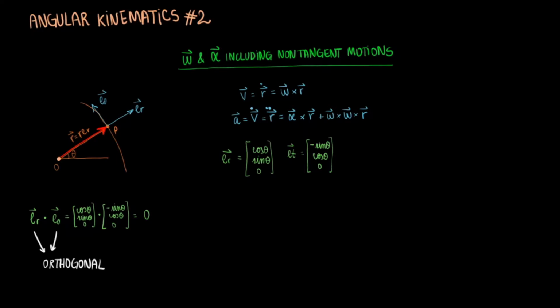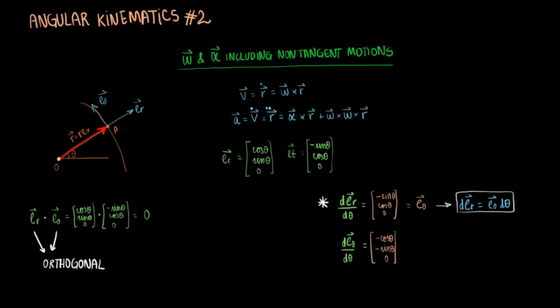But notice how when we take the derivative of er, we get e theta times the derivative of theta. And when we take the derivative of e theta, we get negative er times the derivative of theta. This will be very useful in solving the particle's acceleration. Let's first find the particle velocity though, since that's also important.